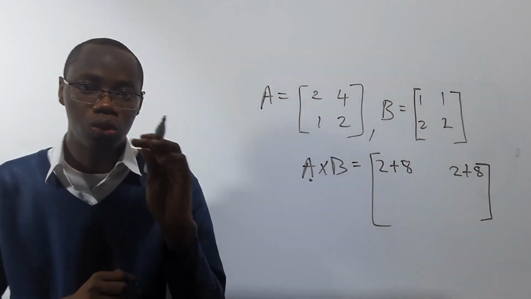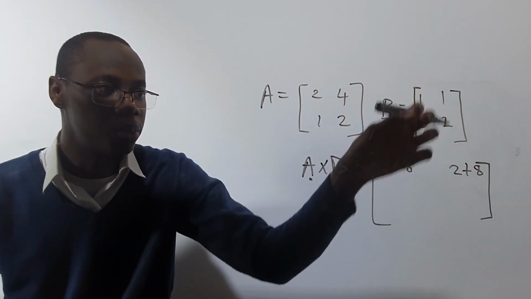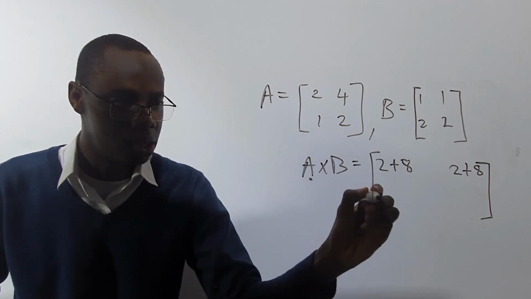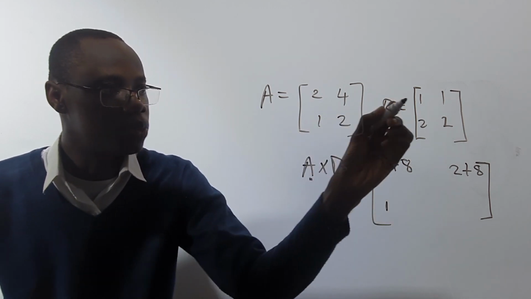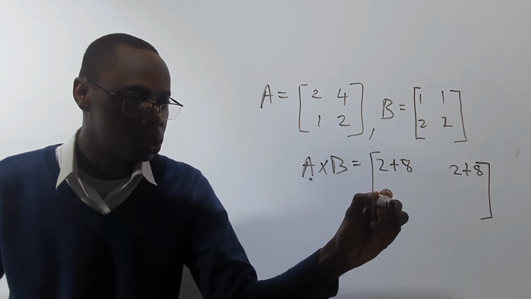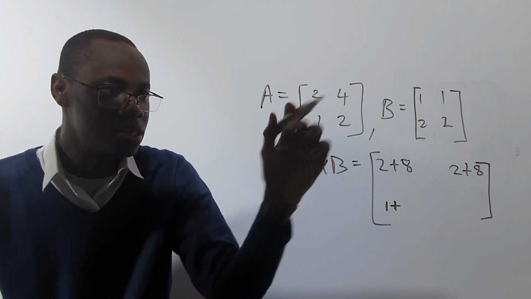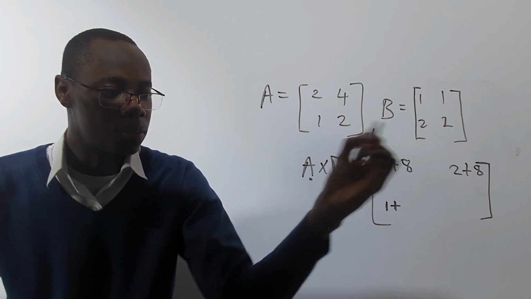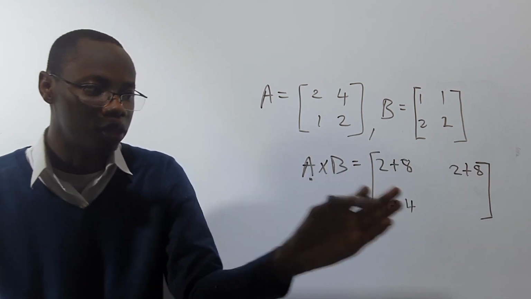See? So now take the next row and multiply by each column. So 1 times 1, take it carefully, that's 1. Plus, remember, because we're dealing with this section now, 2 times 2, that is 4. And we're done with this side.